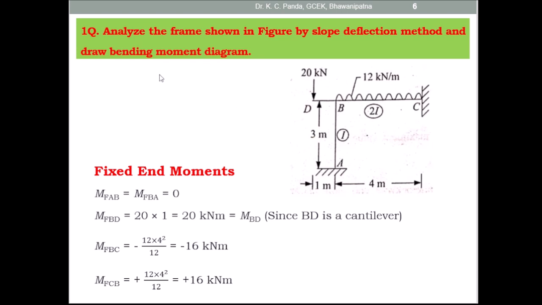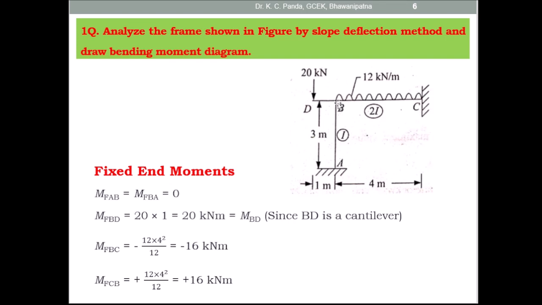Then coming to the first example: analyze the frame shown in the figure by the slope deflection method and draw the bending moment diagram. So this is a non-sway frame, because here the support A is fixed, and the support C is also fixed. And the vertical member AB is of length 3 meter and the horizontal member BC is of length 4 meter.